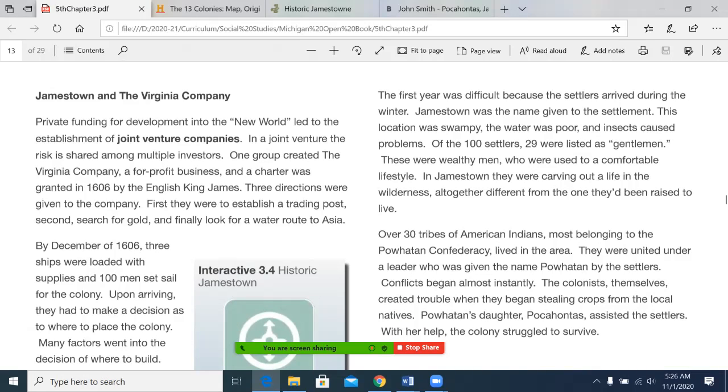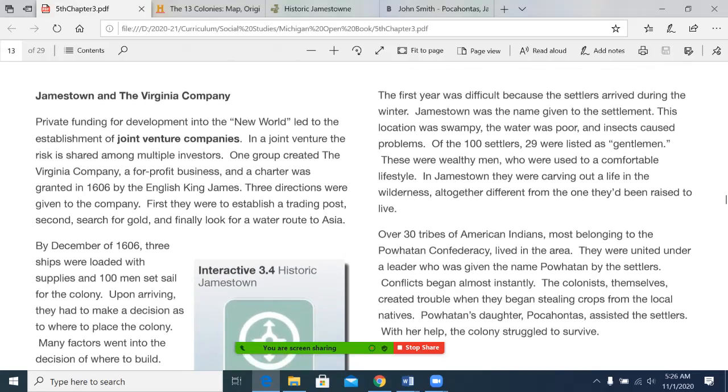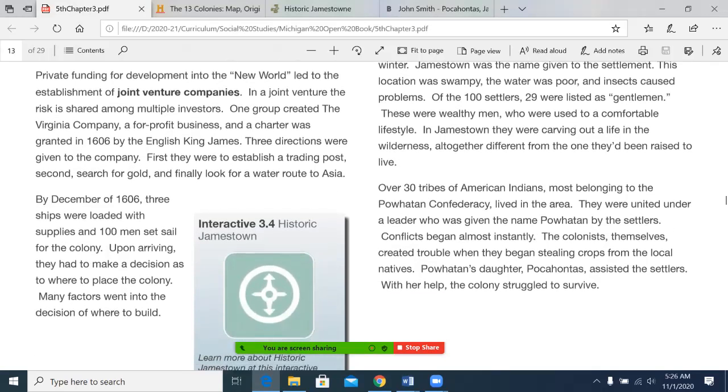Of the 100 settlers, 29 were listed as gentlemen. These were wealthy men who were used to comfortable lifestyles. In Jamestown, they were carving out a life in the wilderness, altogether different from the one they'd been raised to live. Polite term, they didn't do a whole lot of work, and they didn't think they had to.